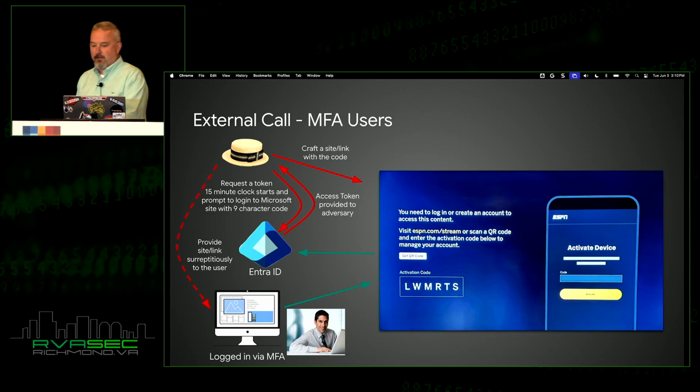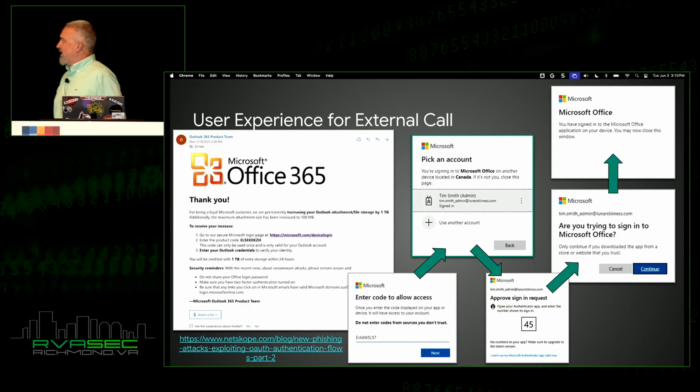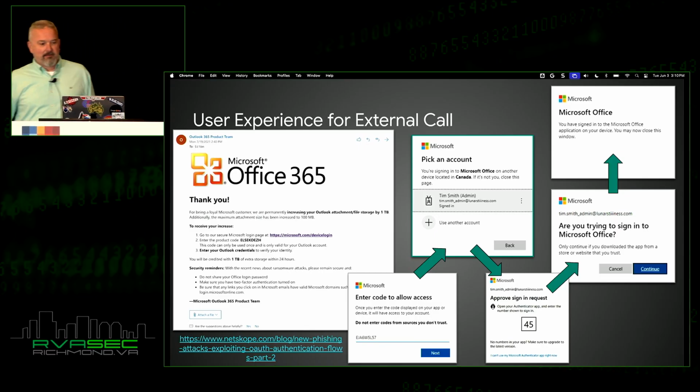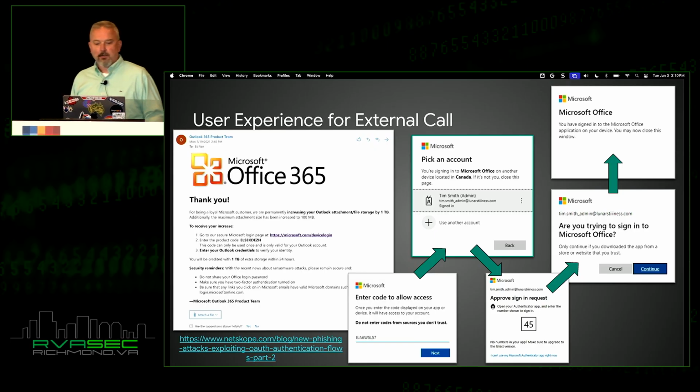What's going to happen? Well, Netskope already wrote a blog on this. This was a little bit older. This is a fantastic example of a user experience for this external call. For those in the back who probably can't see this, on the far left-hand side, we have our phished O365 email. We're going to give you a terabyte of disk space to your OneDrive, right? Everybody wants an extra terabyte, don't they?